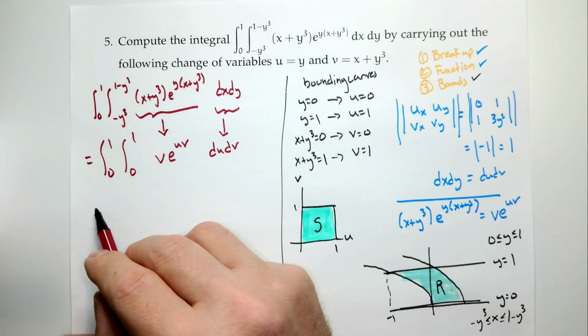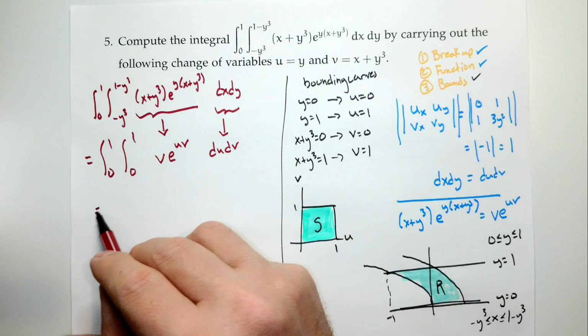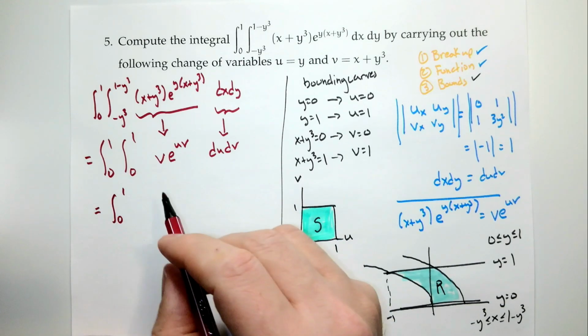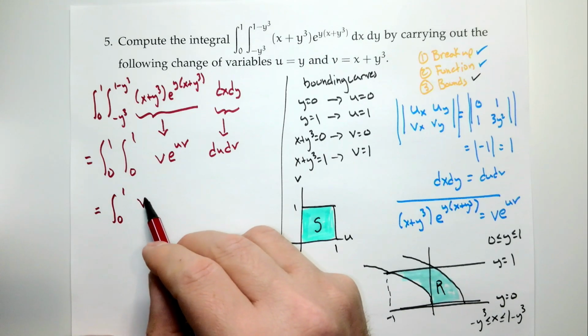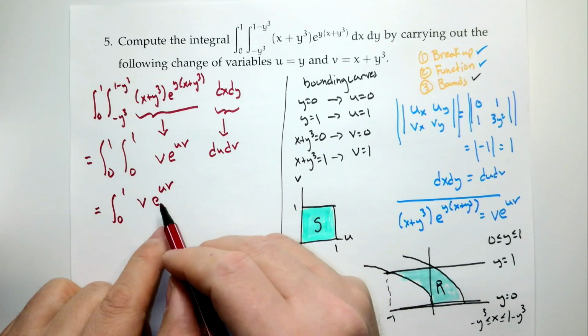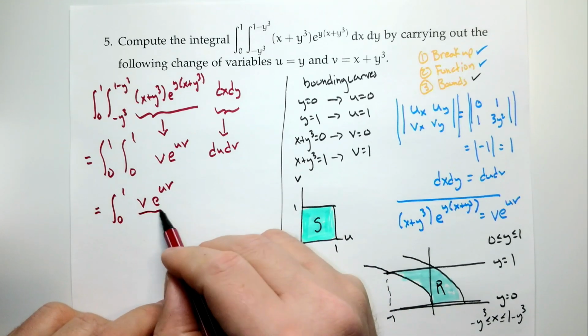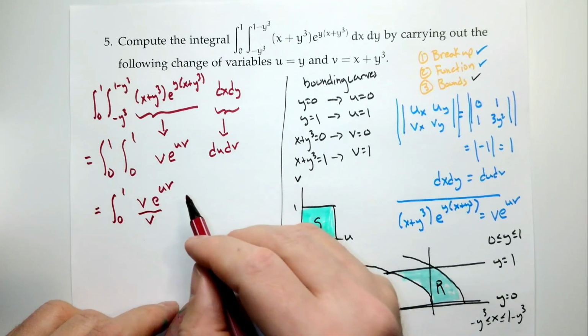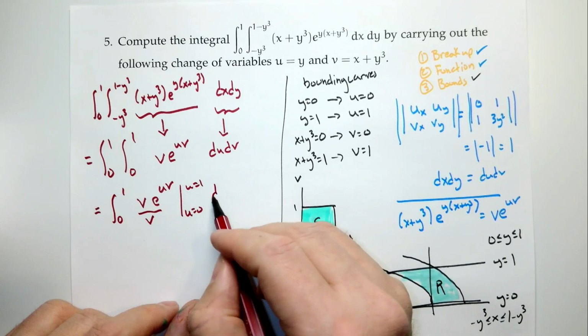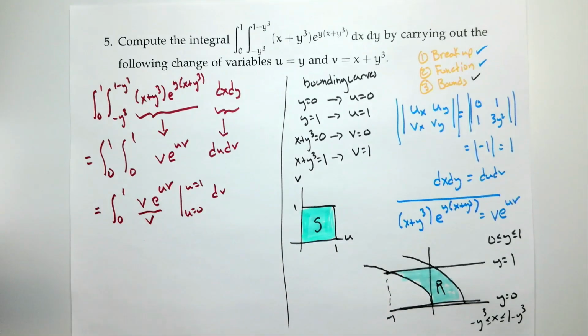All right, so let's see. What do we get? When we integrate this with respect to u, we still have our outer layer, 0 to 1, and then we have v, e to the uv, but remember we're integrating with respect to u, so we have to divide by that constant with respect to u, which is v. We're evaluating that from u equals 0 to u equals 1 dv. Now at that stage, the v's are going to cancel out.